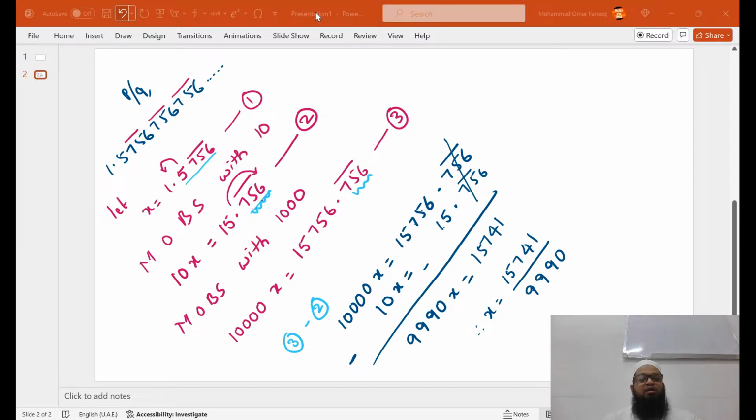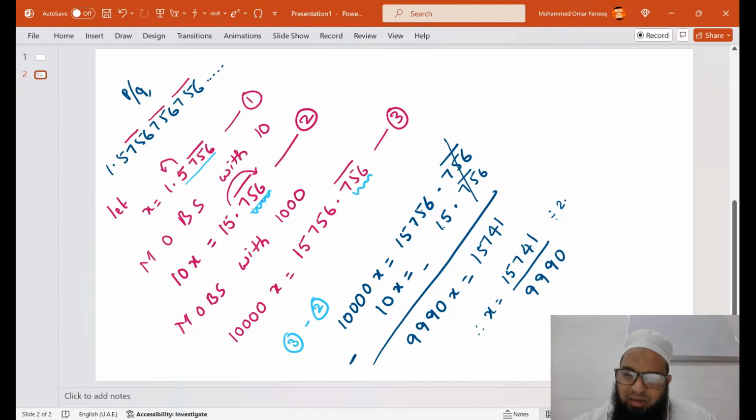Okay, so what are the common factors, my dear students? Factors of 15,741 and 9,990. Let me check first. First number is 15,741, and next number is 9,990. So let me calculate. It is 27. So we got 27 is the common factor. Okay, let us divide with 27.